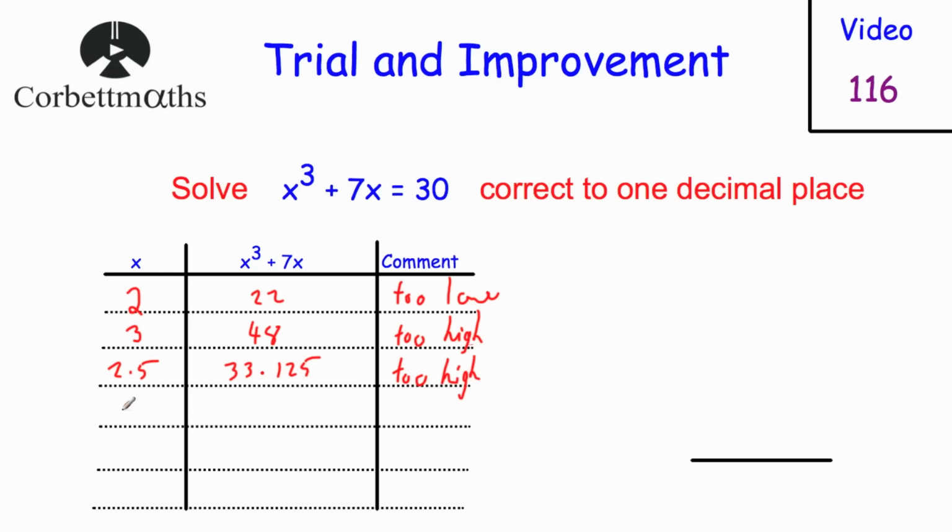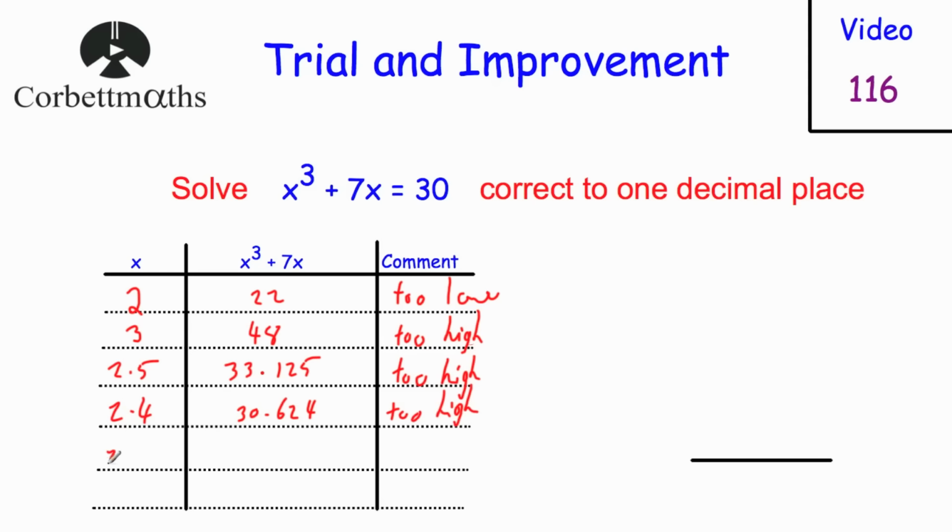Okay, so we want something a bit lower. Let's try 2.4. So 2.4 cubed plus 7 times 2.4 gives us an answer of 30.624. Well, again, we want 30. That's above it, so that's too high.